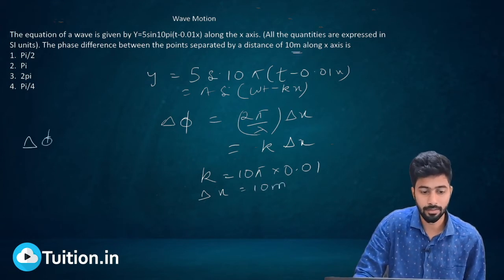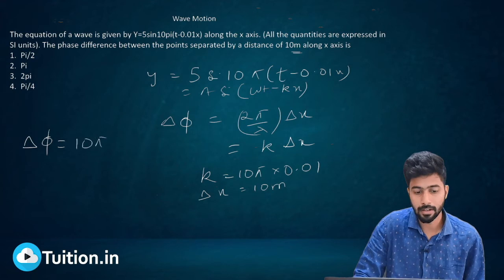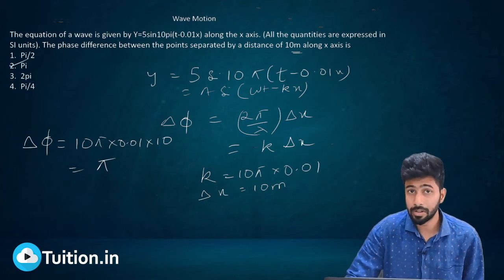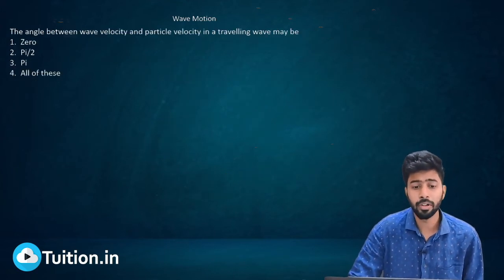So from here you can get Δφ, that will be equal to 10π into 0.01 into 10. So it's very, very simple. It's π. The phase difference between the 2 points being talked about in the question is π. Moving on to the next question now.